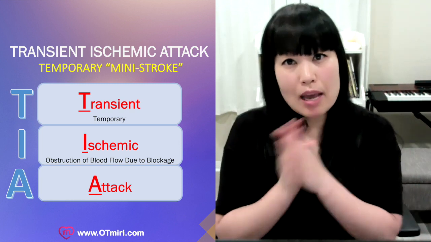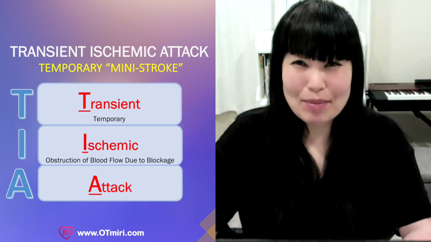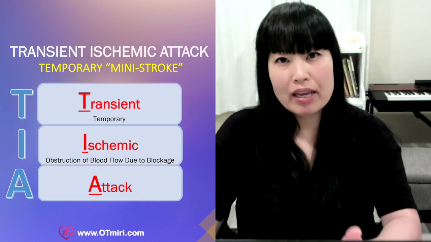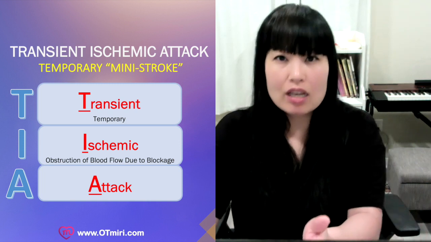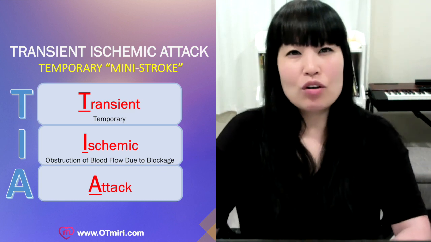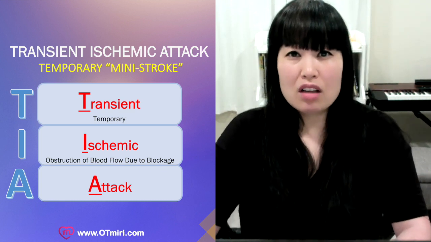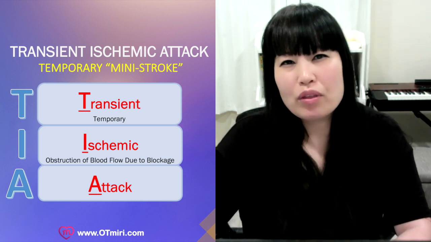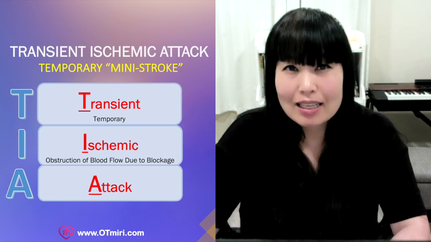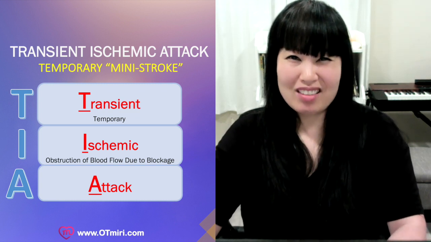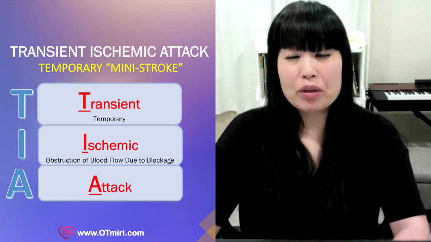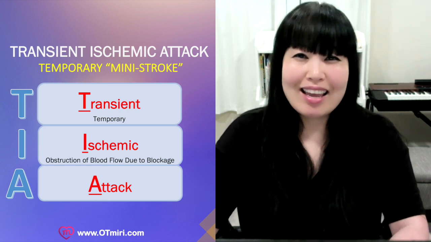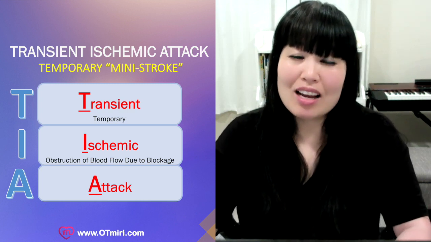And transient means temporary. And we now know what an ischemic stroke means. Ischemic means there's some sort of blockage. So a transient ischemic attack is a temporary blockage leading to obstruction of blood flow. So like ischemic strokes, TIAs are often caused by blood clots, and since it's transient, it'll usually resolve within an hour to several hours. But unlike ischemic strokes, which leave you with tissue damage, there's actually no infarction with TIA, so no lasting damage. However, TIA is a serious warning sign that you can have a stroke.